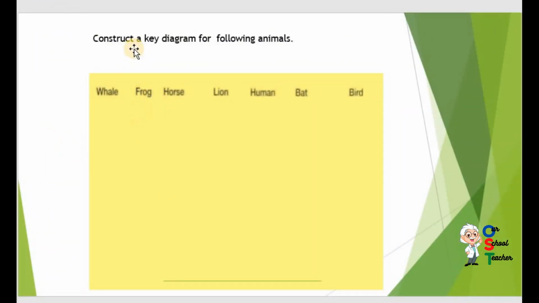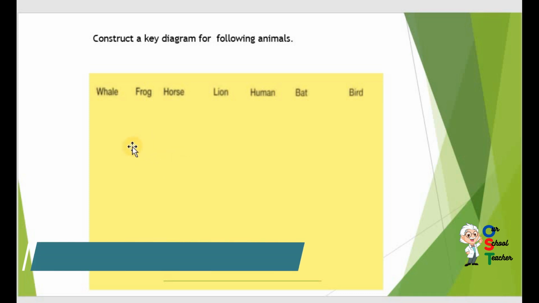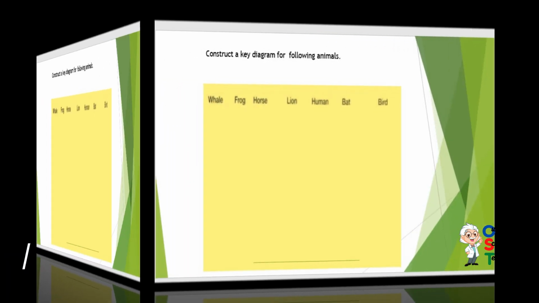Now you have to do this question. You have to construct a key diagram for the following animals. Write down these animals in your notebook and make a key: whale, frog, horse, lion, human, bat, bird. 1, 2, 3, 4, 5, 6, 7. There are 7 animals and you have to make a key to identify these animals. How can you construct a key? I have told you. Start.